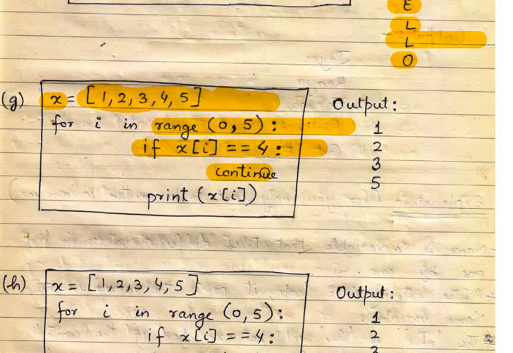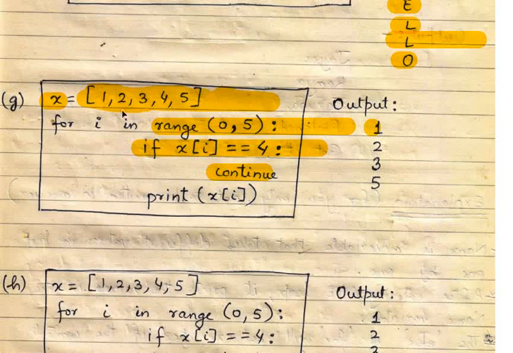Continue actually skips the next statements inside the loop and moves to the new iteration. So what it would be doing, at the very first attempt, the I would be 0, and when the I would be 0, then x0 is 1. Because x0 double equal to 4 is false, so this continue will not be getting executed, and it would be printing x0 value. x0 value is 1. So you can see that 1 gets printed.